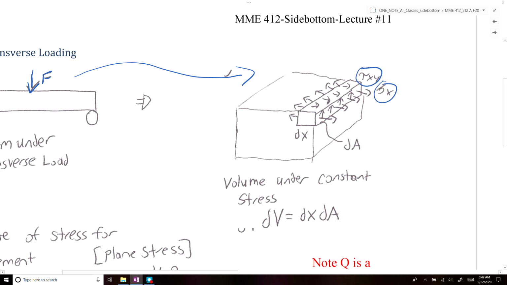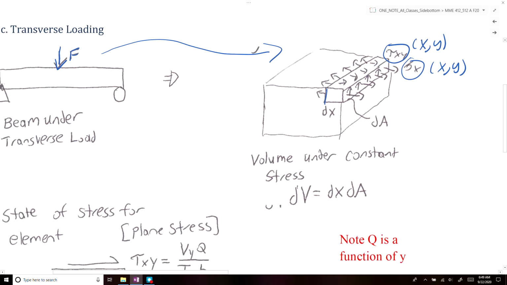Both of these are going to be functions of x and y along the beam, but they're not functions of the depth of the beam. They're not functions of z, so we don't have to worry about that. So we can define our volume element dV as being dx times dA, where dx is here and then dA is here.